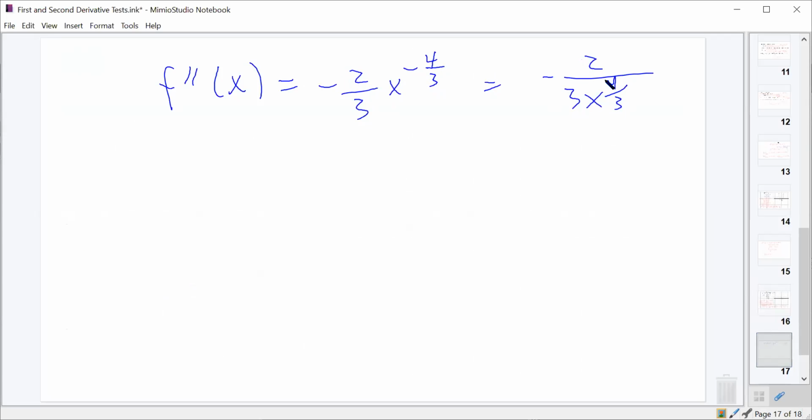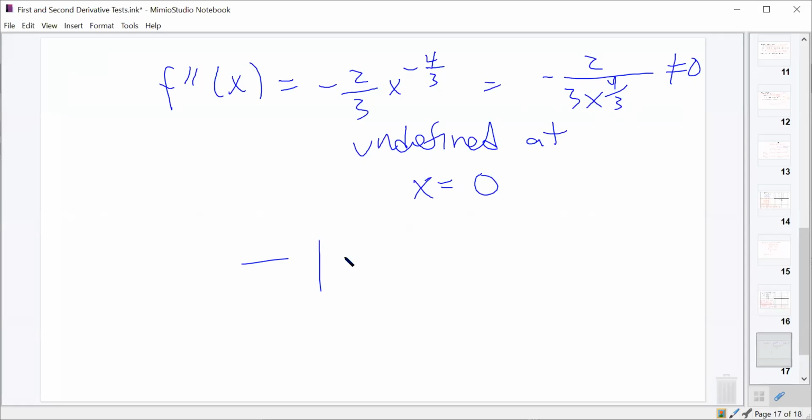Is that ever equal to 0? No. How can a fraction equal 0? Only if the numerator is 0, right? Correct. So this fraction can never equal 0, but it could be undefined at x equals 0. So we'll make a sign chart with 0, even though, are we going to have a point of inflection there?